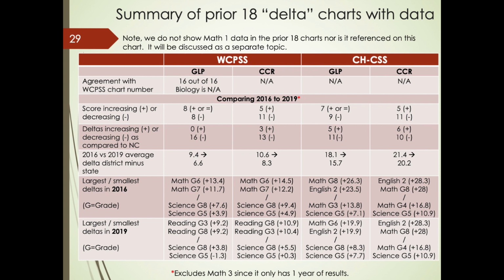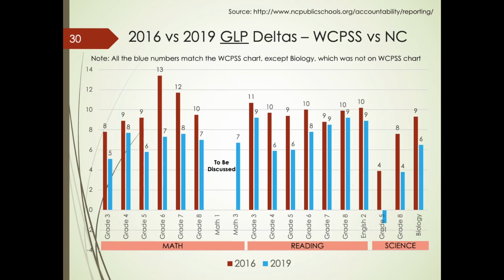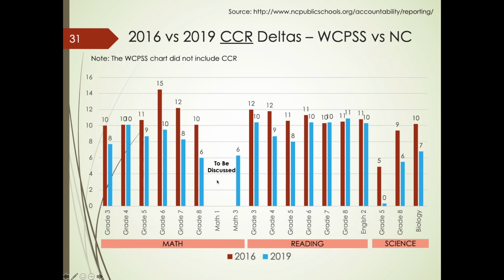And this is just another chart enumerating a lot of the numbers I just talked through. If we go back and redo that chart to show the 2016 versus 2019 GLP deltas, all these numbers match in blue except biology, which wasn't on the Wake County chart. You can see we've gone down in every one of these subjects. Math 1, we'll talk about at a later time, so we're going to put that one off. And then CCR, the Wake County chart did not include CCR, but I'm including it here, and you can see, subject by subject, how we did there as well.